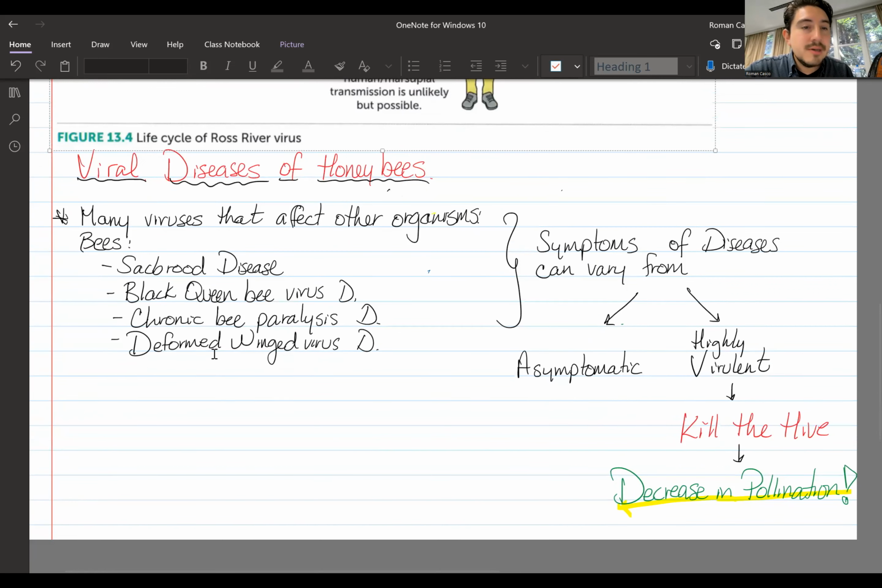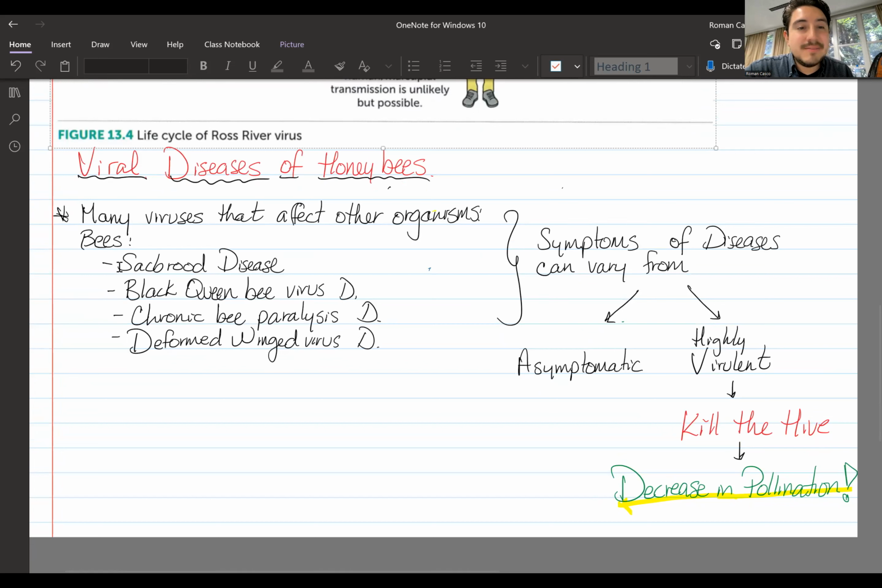For flowers. Okay, and bees can get different types of diseases. We won't go through all of these, but I just want to name them. What are different types of diseases, right? So you have the sac brood disease, you have the black queen bee virus disease, chronic bee paralysis disease, deformed wing virus disease, right? Each of them have their own symptoms, characteristics, right?